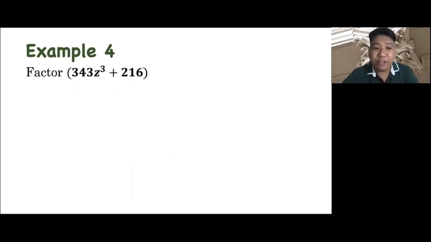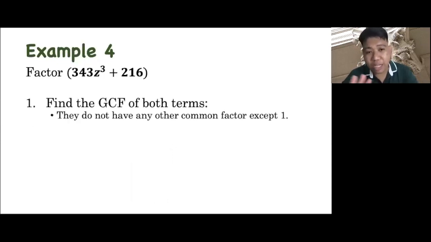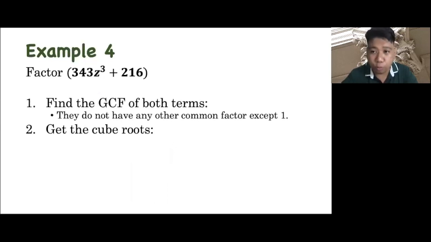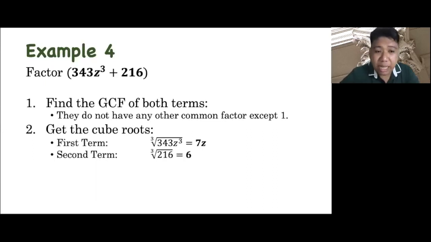Let's have the last example. Factor 343z cubed plus 216. First step, find the GCF. Alam natin wala silang ibang common factor kundi 1, kaya let's proceed right away with step number 2, which is getting the cube root. The cube root of first term is basically 7z. Okay? Pag kinuha natin yung cube root niyan. Sa second term naman, ang cube root natin ay 6.